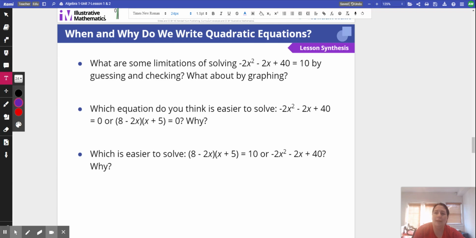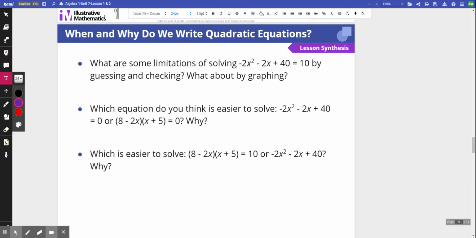All right, so when and why do we write quadratic equations? There are some limitations for solving this equation: negative 2x squared minus 2x plus 40 equals 10. Guessing and checking is going to take me a really long time. Graphing, I can use the graphing calculator to graph those two equations and see where they're equal to each other. It might take a little bit of time. I can show you how to do that.